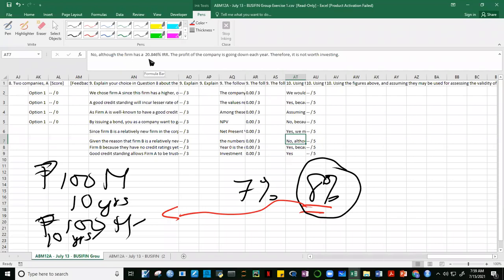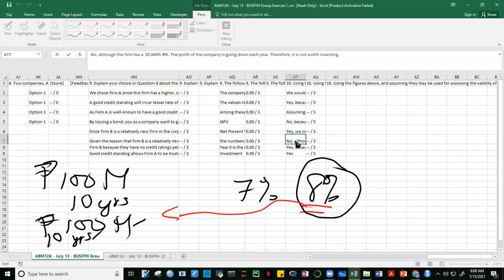This answer mentioned IRR. It says it's going down each year, therefore it's not worth investing. Good. This group computed for the IRR, 20% down. Profit of the company is going down each year. Again, that's not profit, guys, it's cash flows. Therefore, it's not worth investing. I'll show you in a while why this answer, although it mentioned the IRR, is inaccurate.